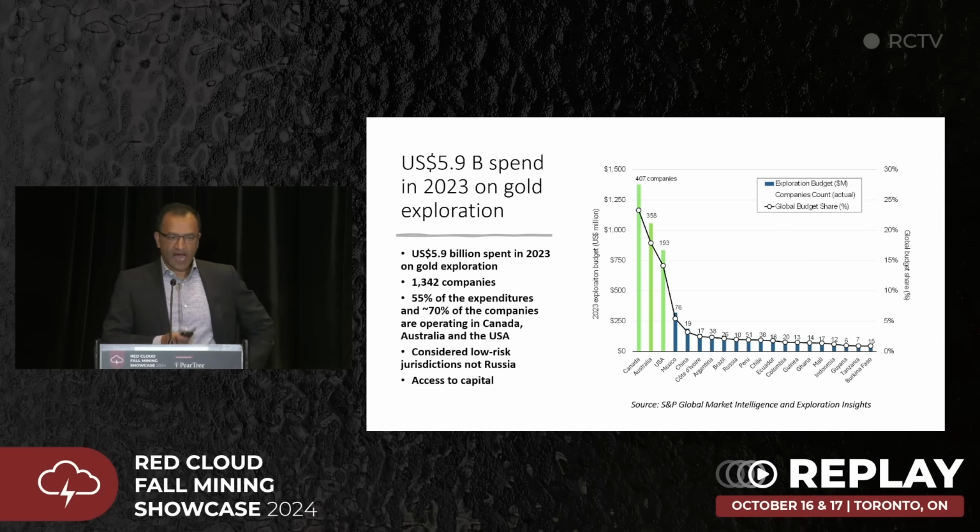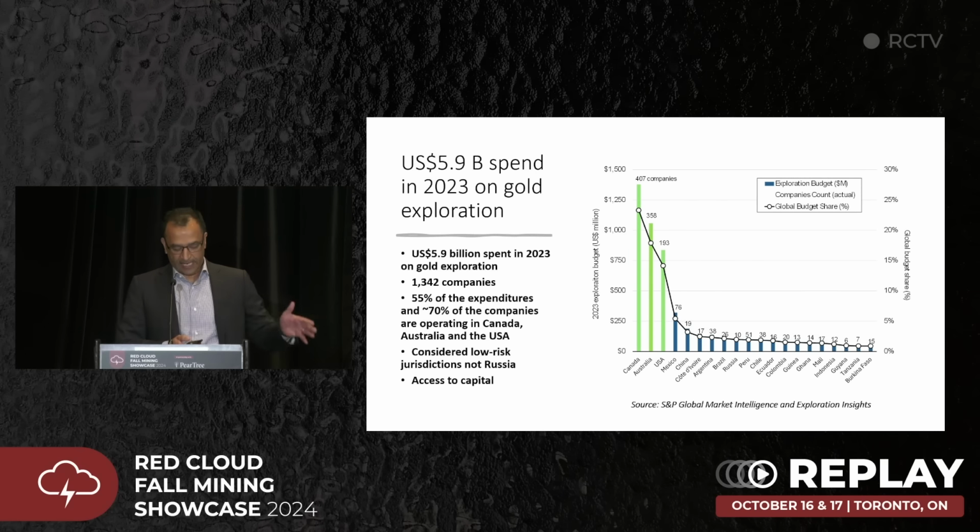So 55% of that money, because it's juniors and the people giving their money are retail, most US investors won't take high-risk countries. They'll only do low-risk countries. So they'll give you money as long as you're in the US, Canada, Australia, and used to be Mexico. Now it's not so much Mexico. And 70% of the companies, because there's more junior companies than there are senior companies, are operating in these 3 jurisdictions.